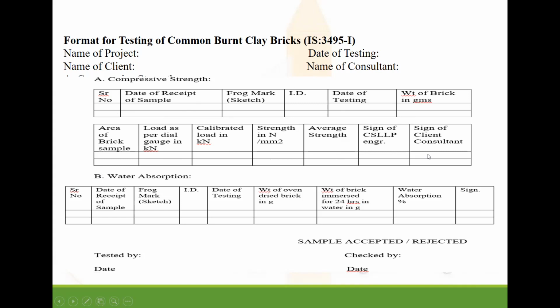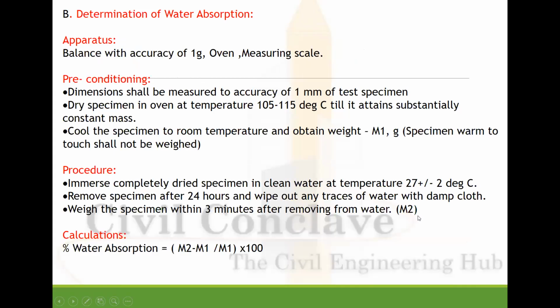Then it has to be signed by the client and the consultant. Then you have to make another record, which is known as the water absorption record: date of the sample, frog mark, ID, date of the testing, weight of the dried bricks, and weight of the bricks after 24 hours immersion. Then you have to record the percentage of absorption. Okay. How to do the water absorption?